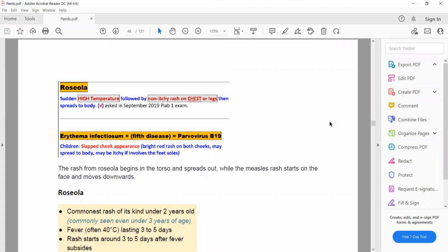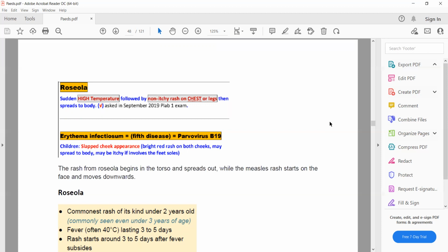So our next topic is roseola. So far we have discussed some rashes. For example, the rash of roseola and rubella. This starts on the head and neck and then spreads to the body.